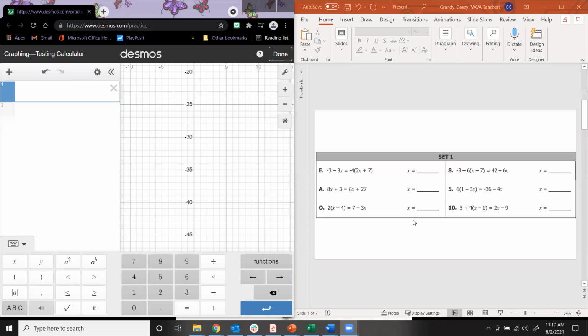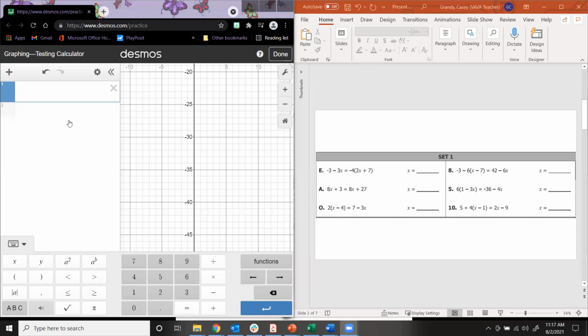What we're going to do is solve each equation for x. And then in each set, we're going to match up the answers, and that will tell us what letter goes in which space. And you'll see what I mean in a moment. To solve these equations, I'm going to show you how to use Desmos to solve them.